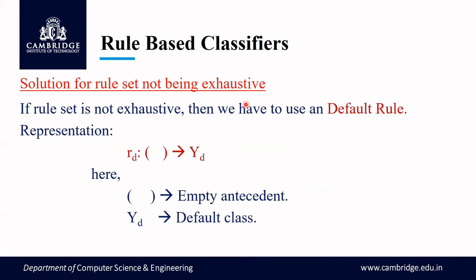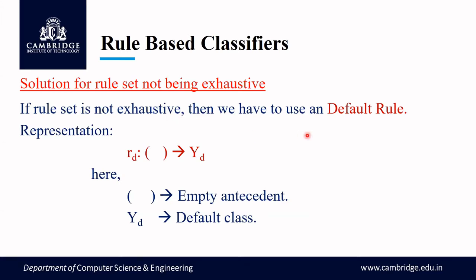I'll just repeat this again. What is your exhaustiveness problem? The exhaustiveness property tells that there should be at least one rule which could cover each record given in the data set or the training set. There should be a minimum of one rule for each record. Suppose there is no rule which covers a particular class, as in the previous example which we had taken, where there was no class label for the vertebrate named dogfish. In such cases, we have to use a default rule.